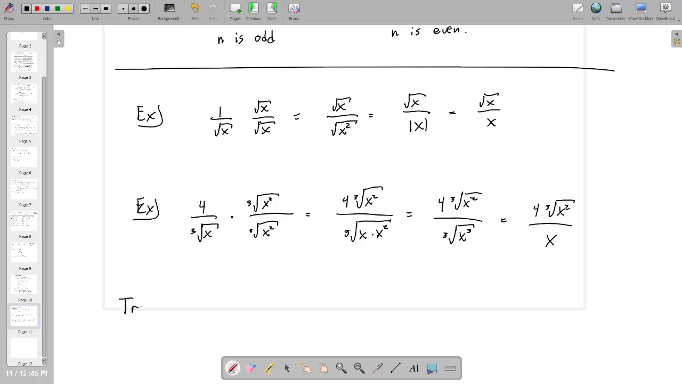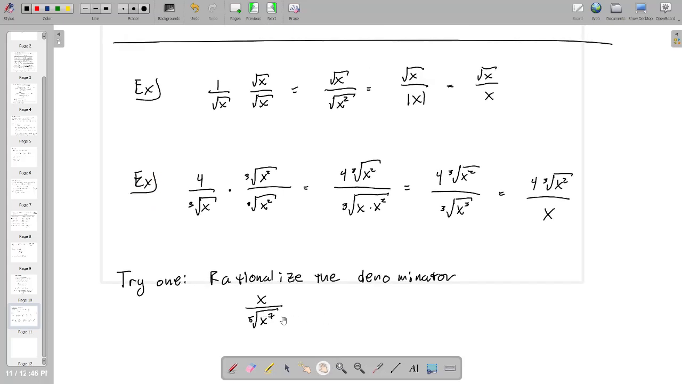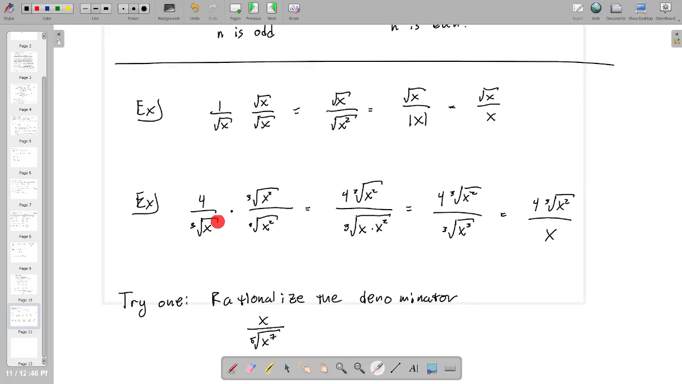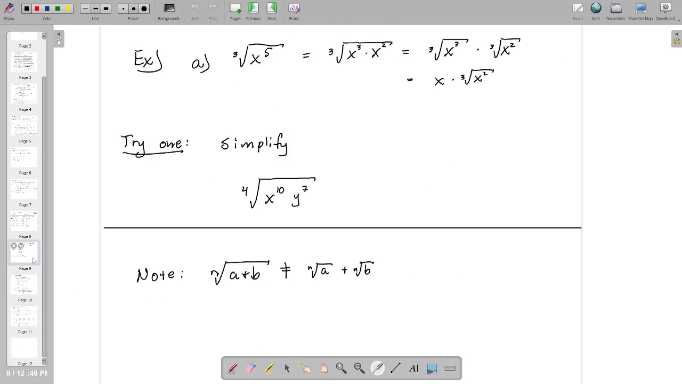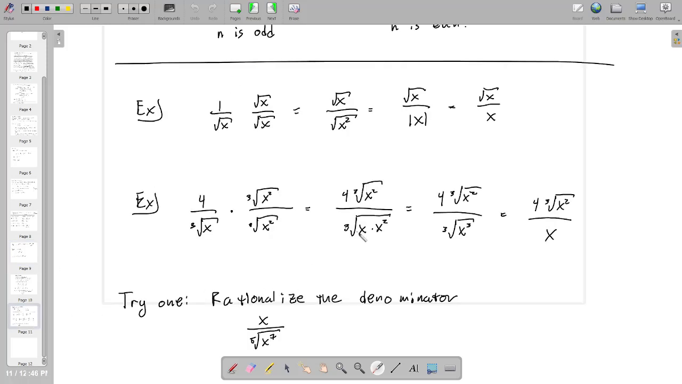I want you to try one now. Rationalize the denominator. X over 5th root of x to the 7th. This one's a bit trickier, but I'm confident that if you understand this particular example, you'll get it. This is actually going to mix this example with this example. So use this example and this example to solve this problem.